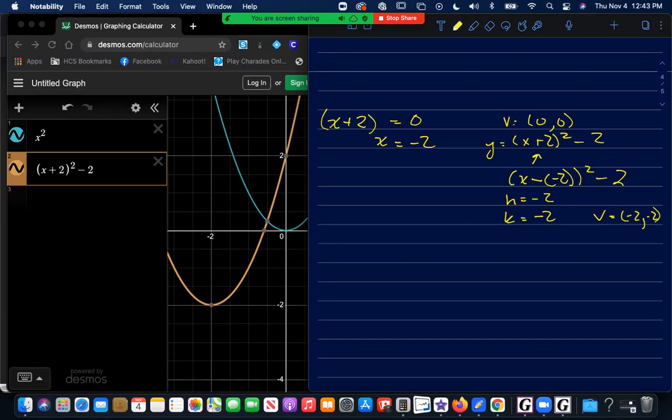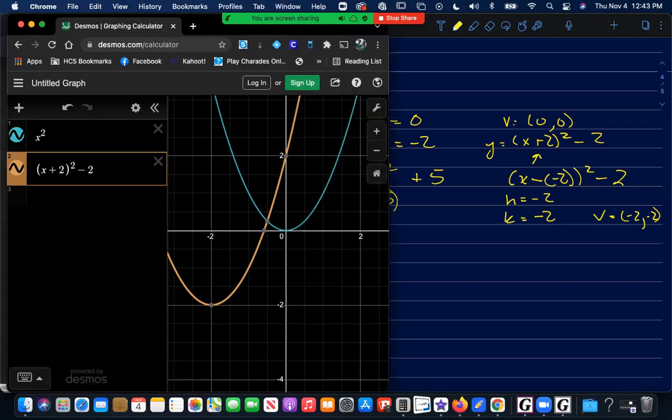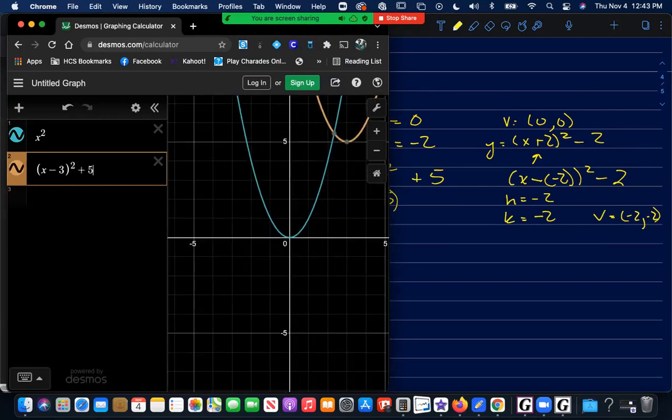Let's do another one. I just want to make sure everybody's on the same page here. If you had (x minus 3) squared plus 5, where would the vertex be? (3, 5). Did everybody get that? So let's check. You get x minus 3 and then plus 5 on the outside. We said the vertex should be at (3, 5), and would you look at that? That's exactly where it is.